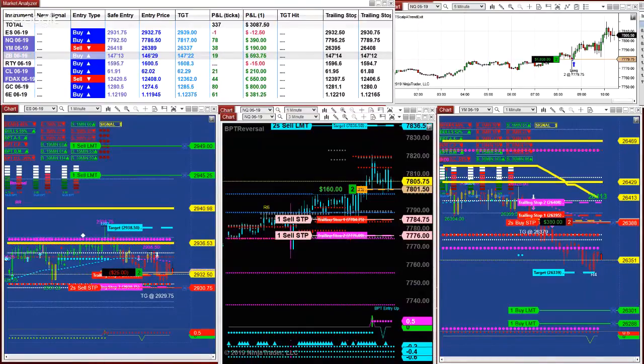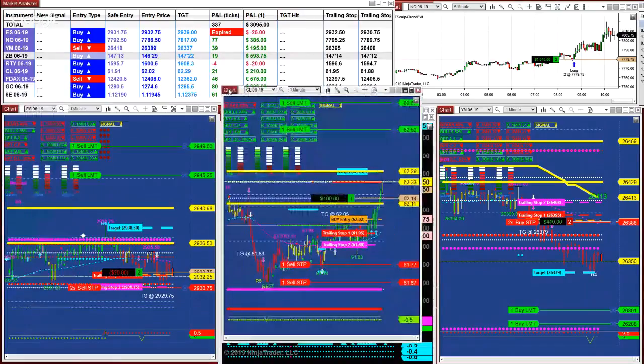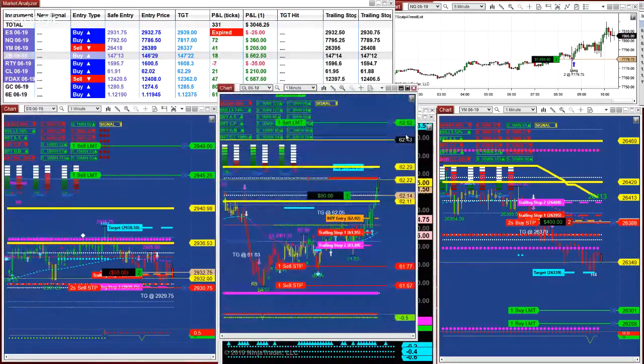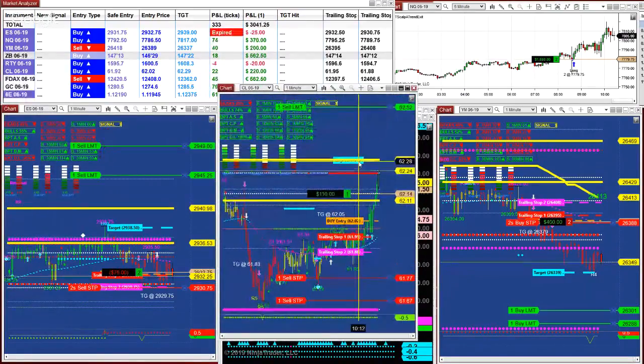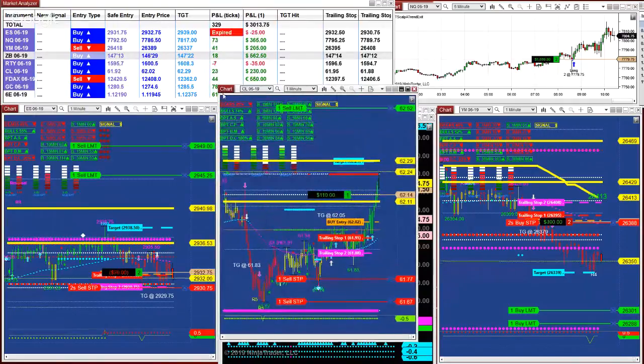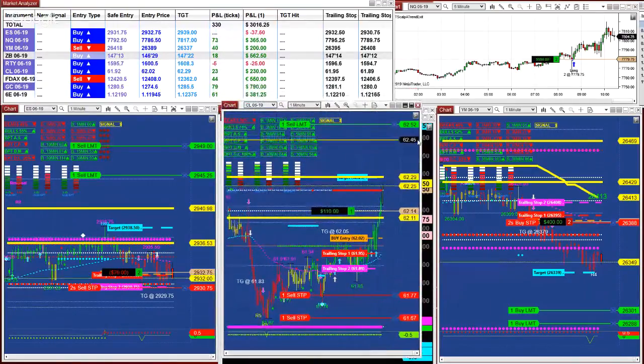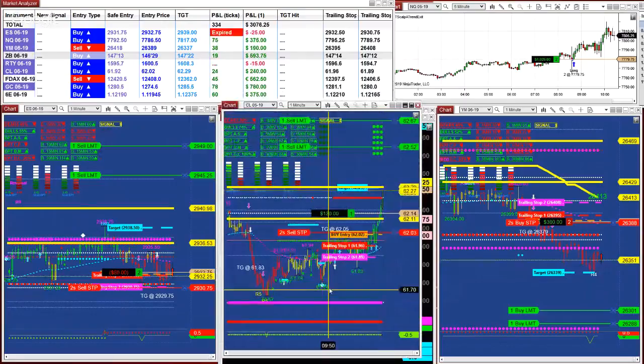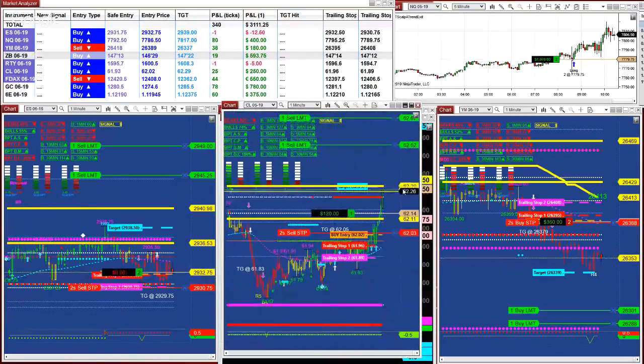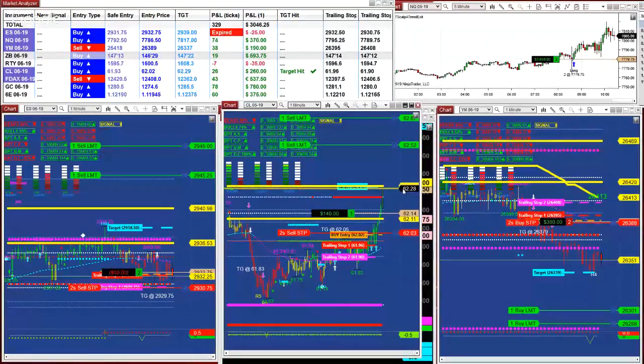For the CL, sir. Okay, we're hitting right at this target on the CL. It's a shame that I didn't pay attention when I was busy with the ES and YM, but we hit the target on the CL.